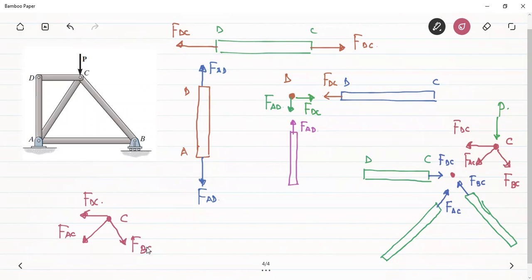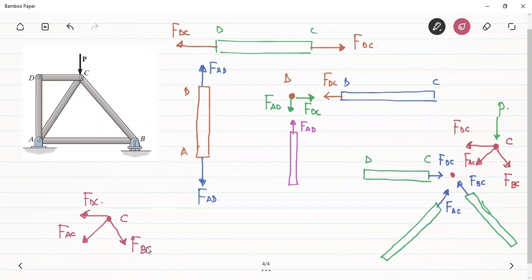But remember that these directions may be correct or they may be incorrect depending upon whether the forces obtained after the analysis are positive or negative. If it comes out to be positive, then our assumed directions are correct. But if it comes out to be negative, then our assumed directions are incorrect.